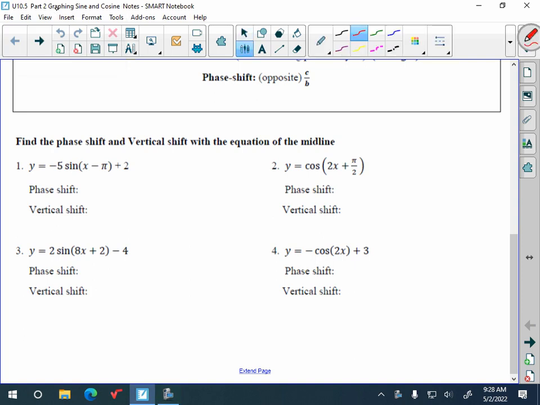All right, so we want to find the phase shift and vertical shift, and we'll also write the equation of the midline. So the phase shift is the C value divided by B, so this would be pi over 1, and so that's pi, and that's going to shift it to the right, right? So it shifts the graph to the right pi units. Vertical shift, that's the D value, it's going to shift it up 2 units. And then the equation of the midline would be y equals 2.